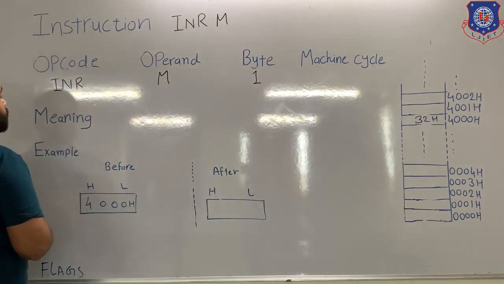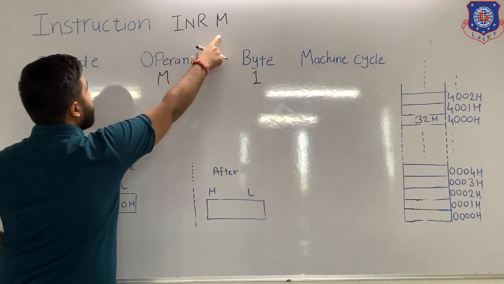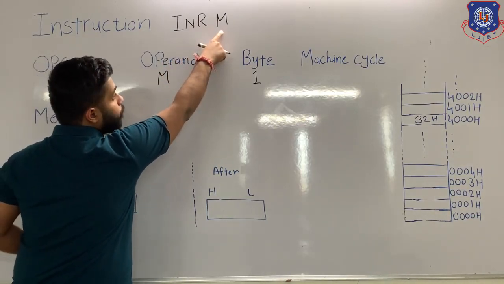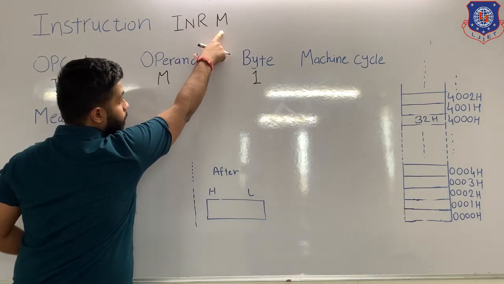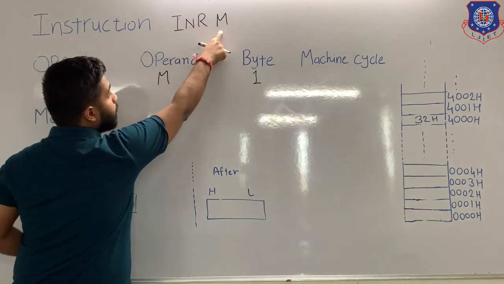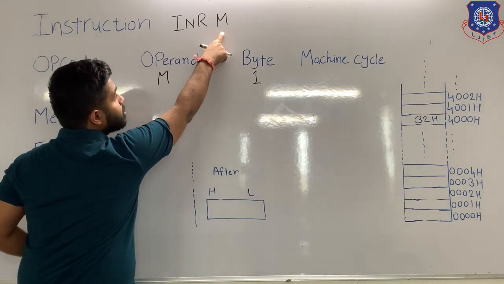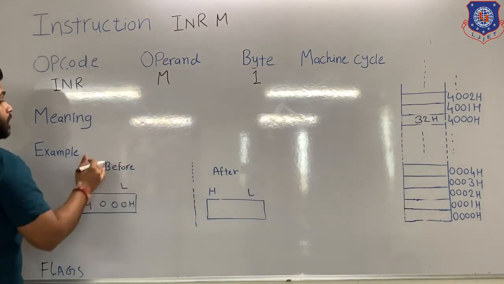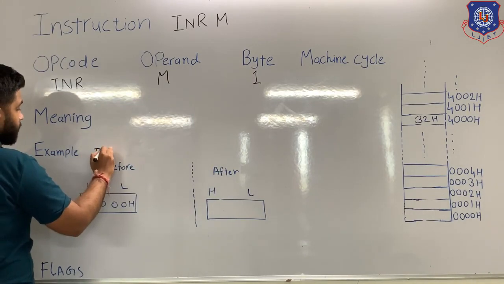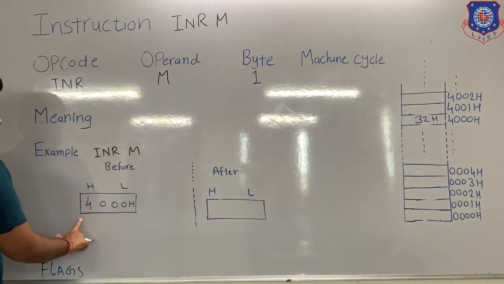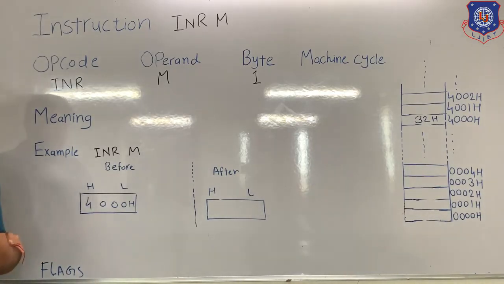Now let's see the meaning of the instruction. INR M means increment the content of memory location by 1, and the answer will be stored in the same memory location. Now let's see one example, that is INR M. Before the execution the content of HL pair is 4000H.